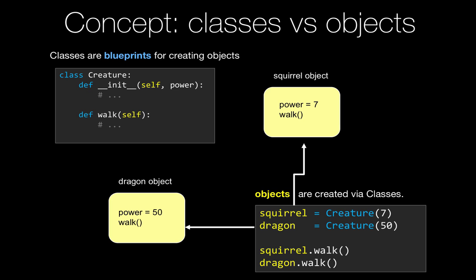So these are objects. They are created from the class, from the blueprint of what defines a creature. And then we can call squirrel.walk, dragon.walk, and that may have different behavior based on the power. Like maybe if it has a lot of power, it jumps around. If it doesn't have much, it sort of scurries or something like this.